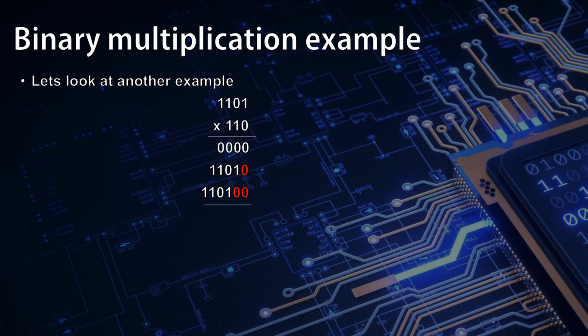Adding up the columns, we've got 0 and 0 is 0, 1 and 0 is 1, 0 and 1 is 1, 1 and 0 is 1, 1 and 1 is 0 carry the 1, which gives us 1 and 1 again, which is 0 carry the 1, which just gives us 1. So our final number is 1001110, which you will find is 78 and is the answer to 13 times 6.